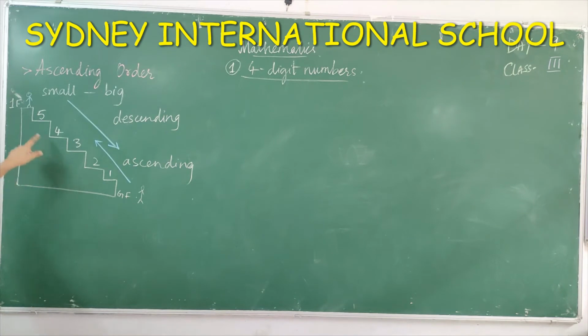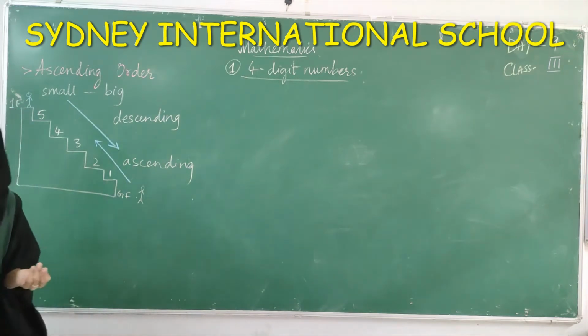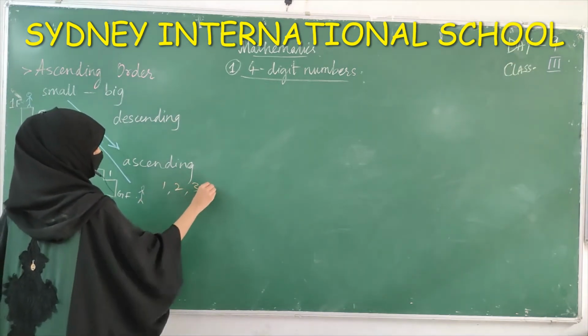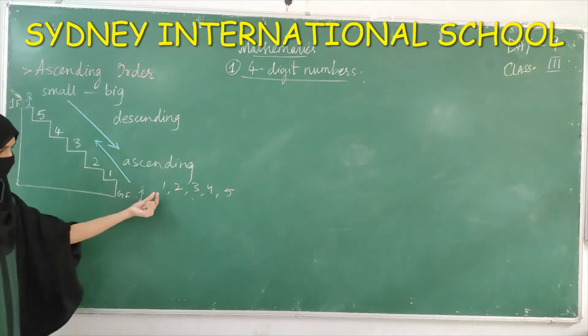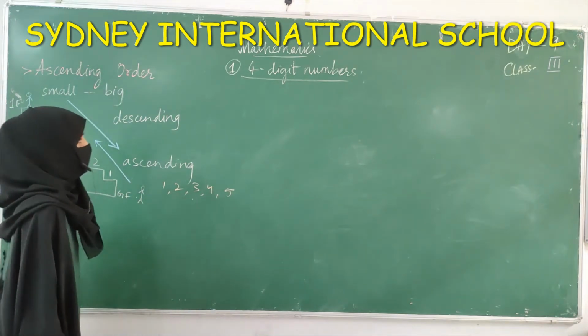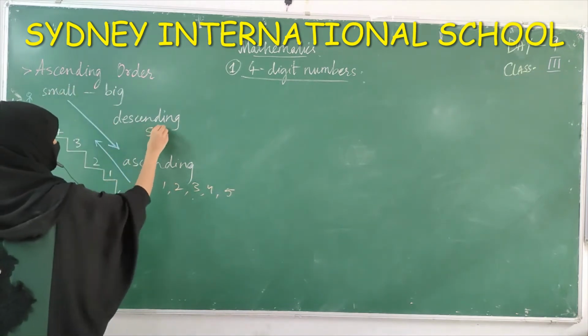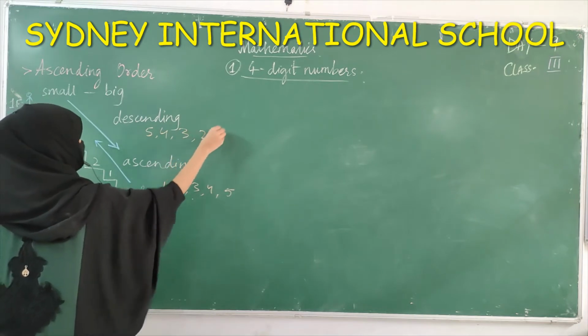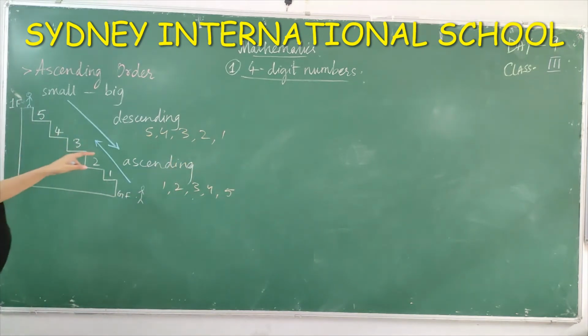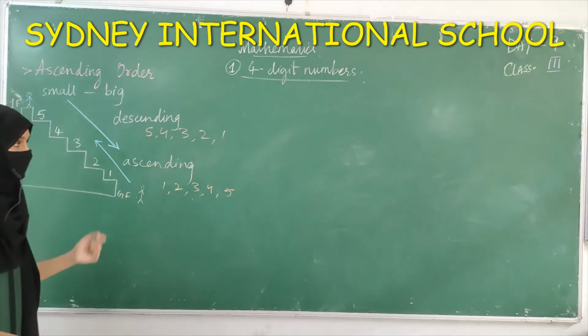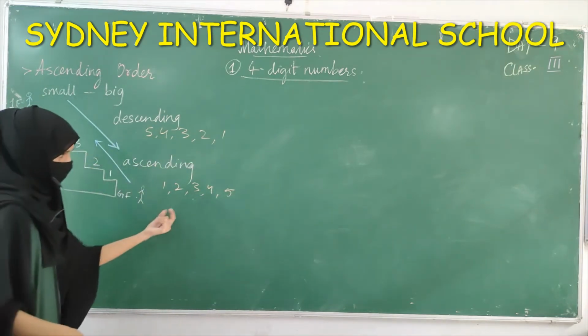Now, if we use these numbers, our answer for ascending order will be 1, 2, 3, 4, 5. Numbers are increasing from small to big. But if you are writing using the same numbers for descending order, it will be 5, 4, 3, 2, 1. The numbers are decreasing. From big to small we are writing in descending. In ascending, from small to big.